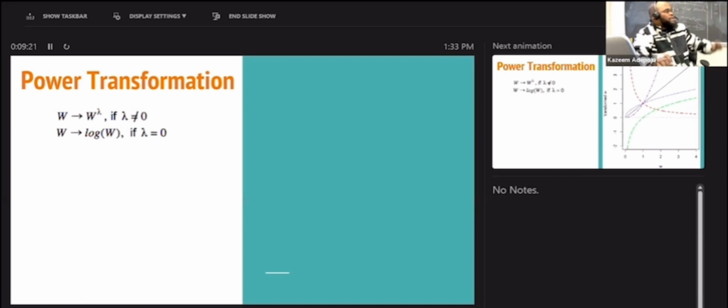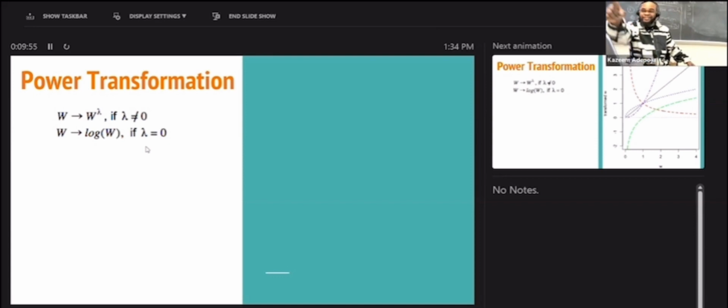I'm going to generalize this power transformation now. I have a W, and the W is having an issue, and I want to transform that. The idea of the power is that I'm going to raise W to something. So what am I raising W to? I'm raising W to lambda. If that lambda is not equal to 0, then I'm going to use that. But if lambda is equal to 0, then I'm doing a log transformation.